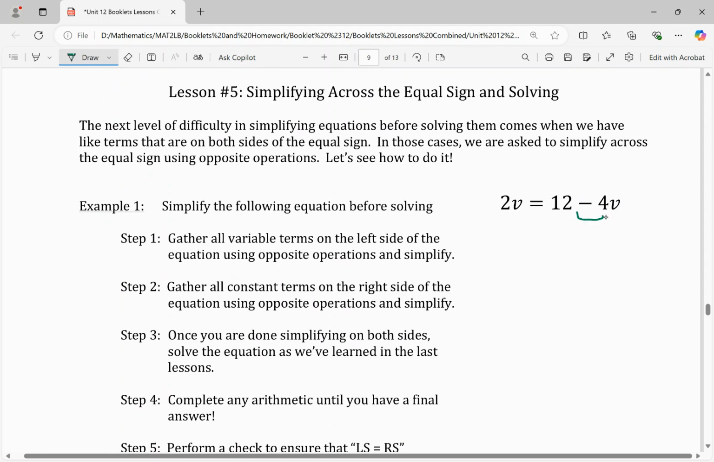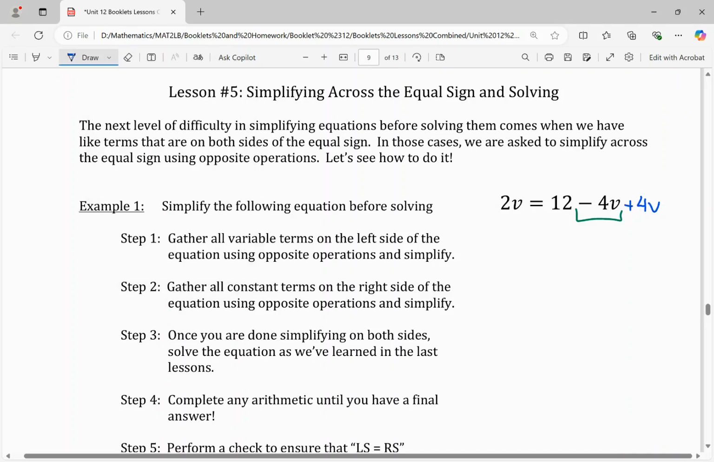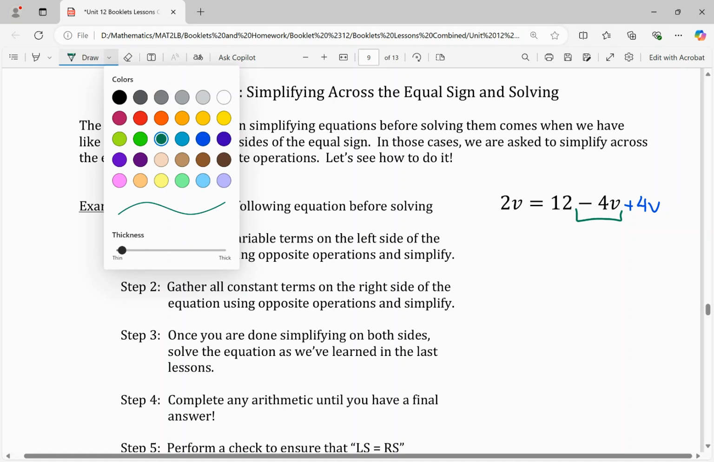We don't want to just move this 4. We want to move the 4 and the v. We want to move this entire statement. Okay? Now, in order to do that, we think, okay, that 4v, how is it attached to the rest of the equation? Again, I'm not separating the 4 from the v. They're staying together. Right now, they're a package deal. I want to take this entire thing and move it over. So I say, okay, the opposite of minus 4v is adding 4v, because the opposite of subtraction is addition.